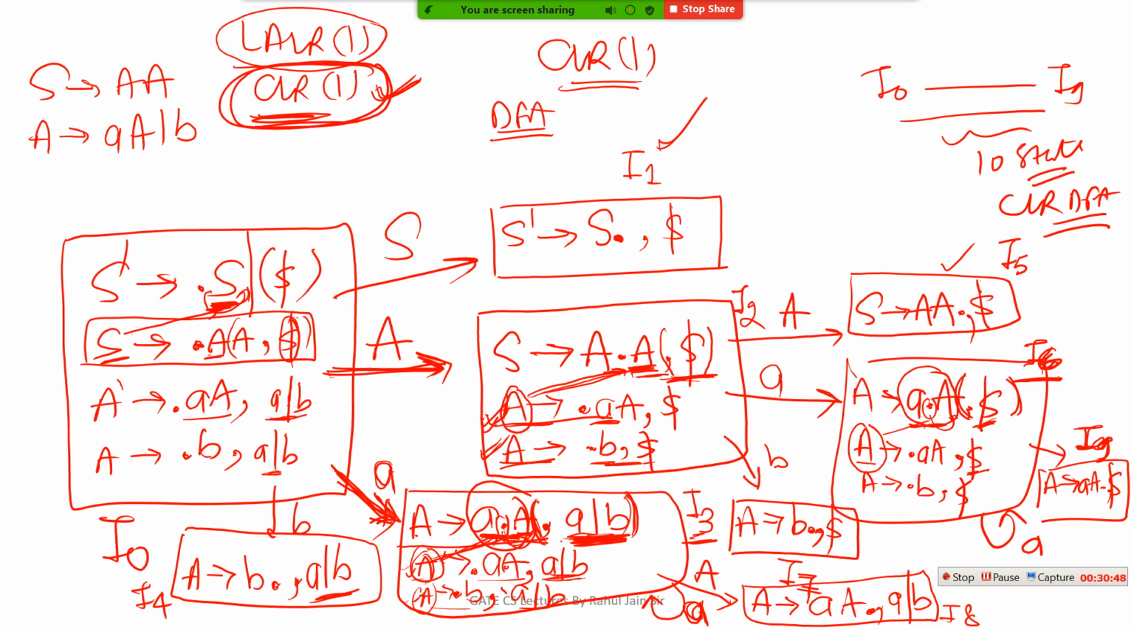Is it clear, guys, how to construct the DFA of the CLR1 parsing table? Is it clear to all candidates or not? Please comment so that we can proceed with the parsing table of CLR1. Is it clear, guys? Very good. It is clear to all candidates. Very good, guys. Now I am proceeding with the parsing table of CLR1.